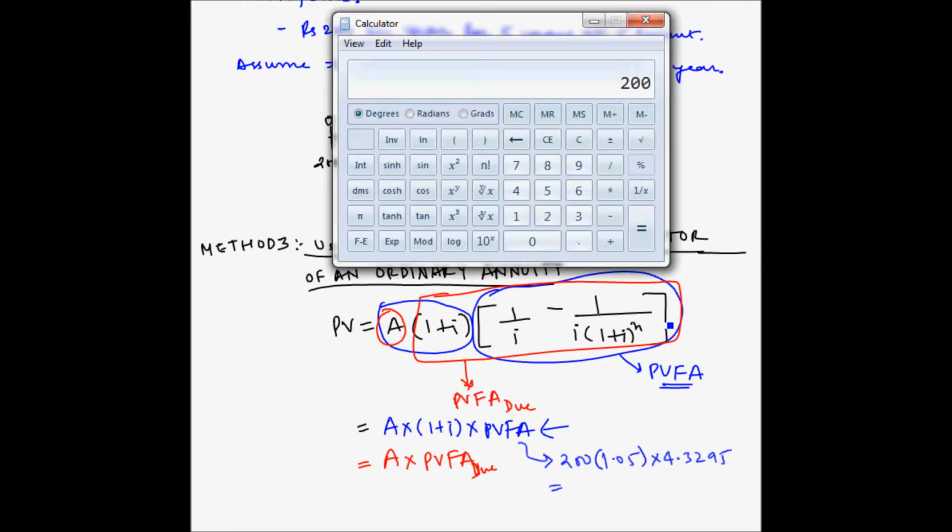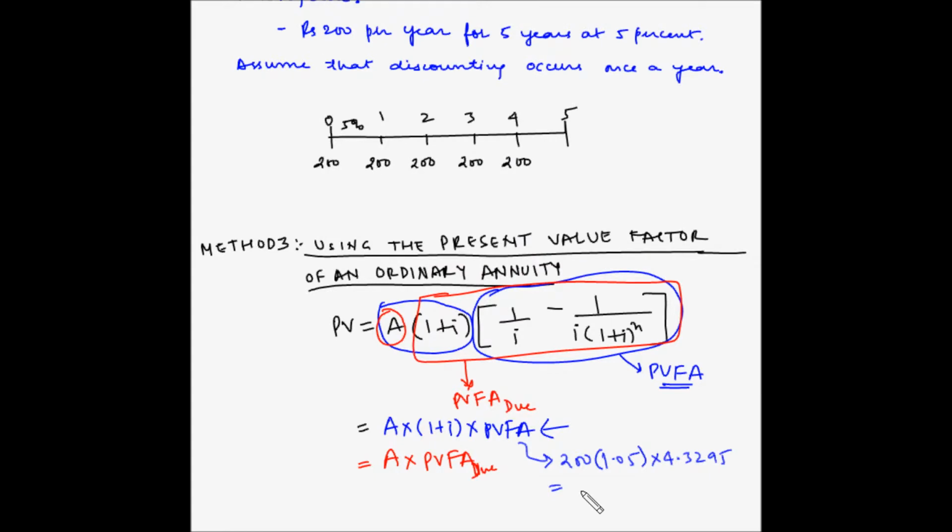So 200 into 1.05 into 4.3295 is 909.2 rupees. Now this is the same answer that we also got in method 1 and method 2. So now let us look at another method, method 4, where we'll use a financial calculator.